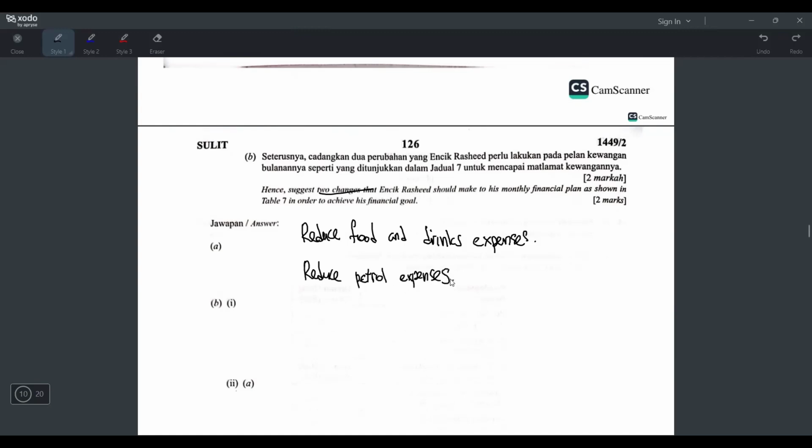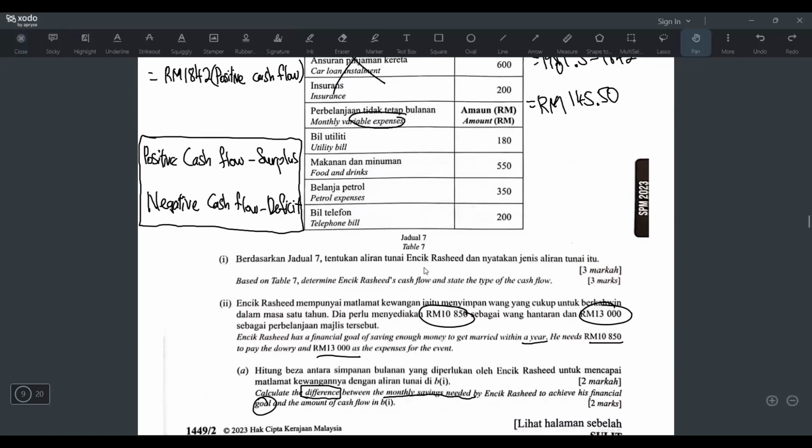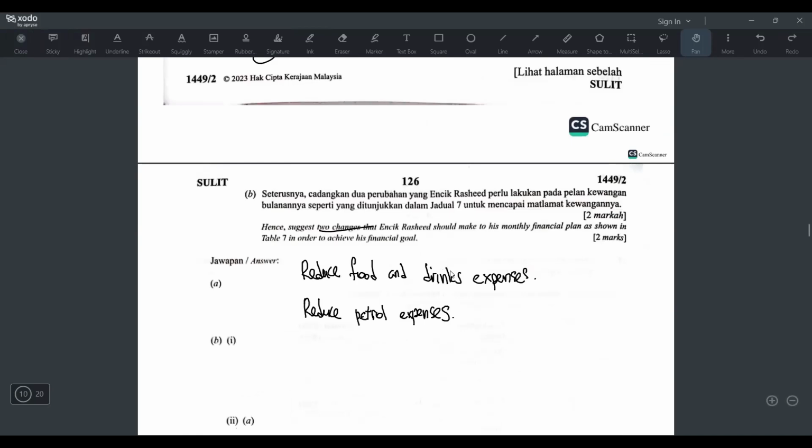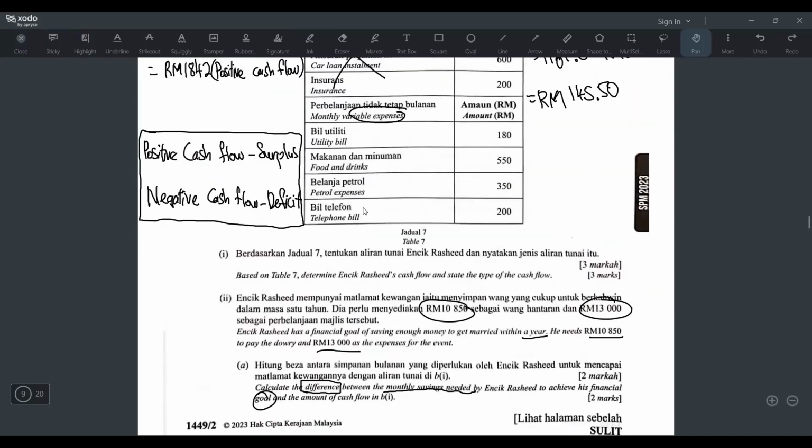Okay, I'm looking at the schema. The schema actually says reduce petrol expenses by using public transport. So yeah, you can write that also. Okay, by using public transport. Because when you use public transport, you don't have to pay for the petrol, right?